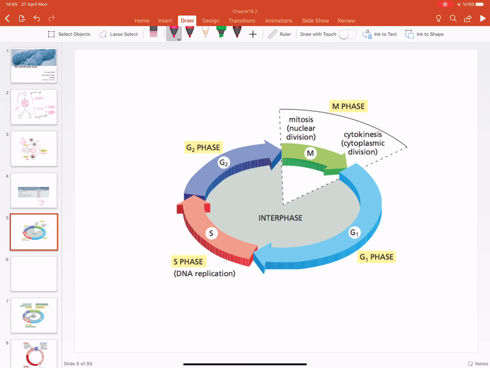Okay, and the interphase is actually divided into three phases: the G1 phase, which is gap 1, the S phase, and the G2 phase. Again, if you check it under the microscope, you wouldn't see many things in G1, S, G2, but it's extremely important. Let's start with the G1 phase. The G1 phase is the production phase.